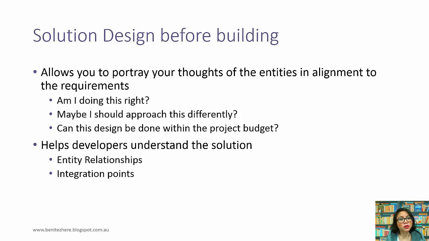But it also makes you think about, should I approach this design differently? Is there anything that I should be doing differently in terms of these relationships? Should I have it as a native many-to-many, or should I put in a manual intersect entity? I'll come to that later on in this session.